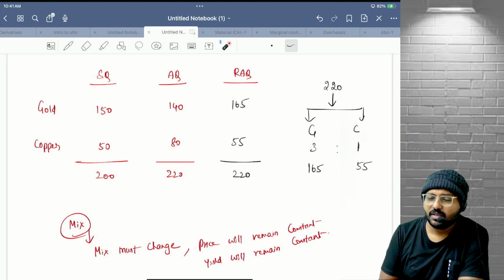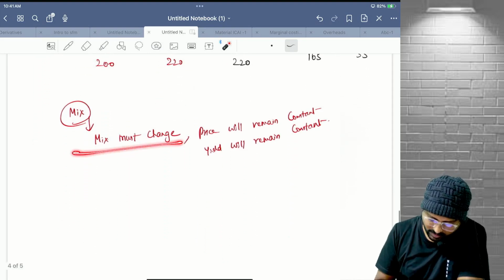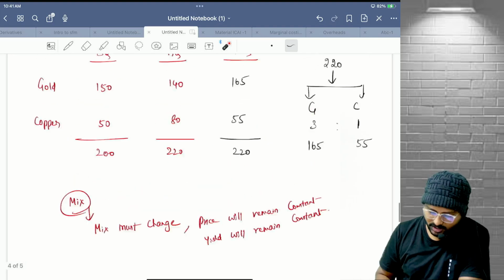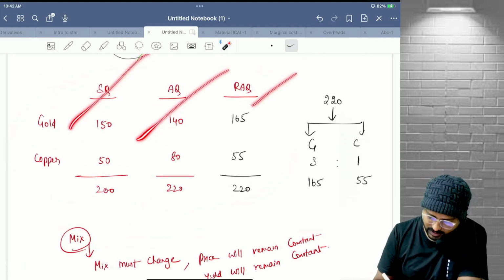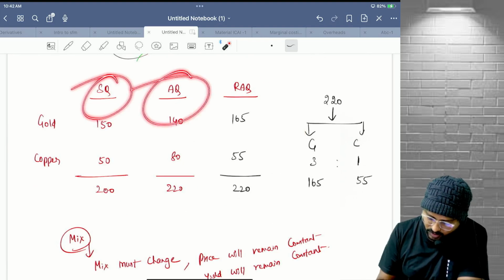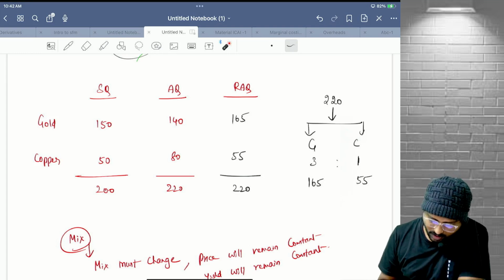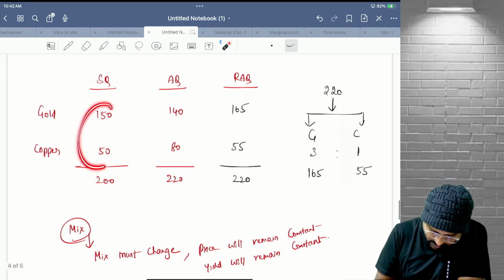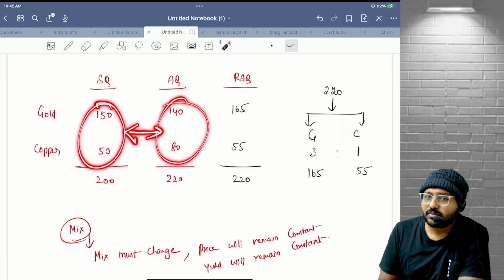Correct? All right. So therefore, now to calculate mix variance, what did I say? Mix must change and everything else should remain constant. Now from this only we'll derive the formula. We have 3 things over here. One is SQ, AQ and RAQ. We have also calculated this, correct? Now let's try to see how the mix variance will be calculated. What should change? Mix must change. So between this and this, is there a change in mix?